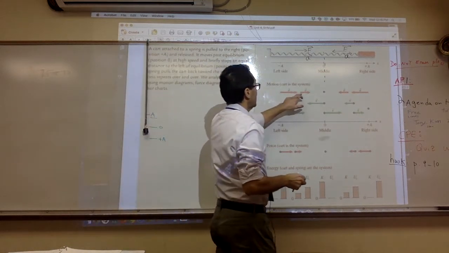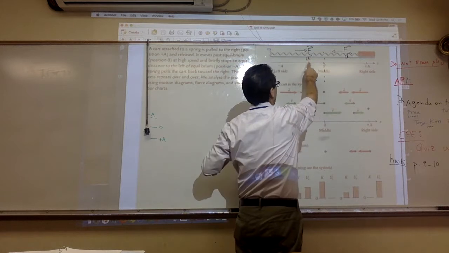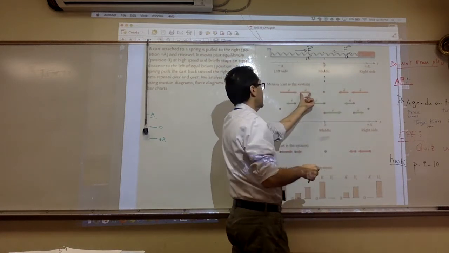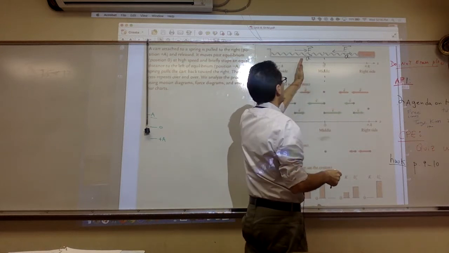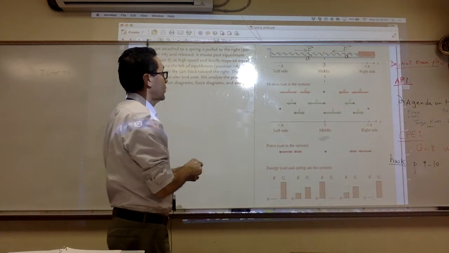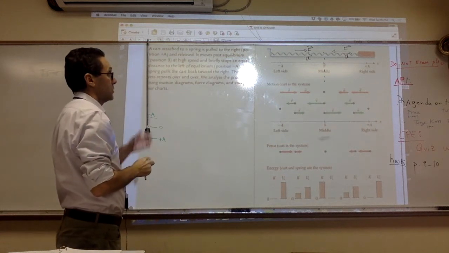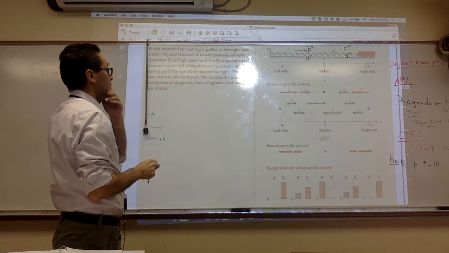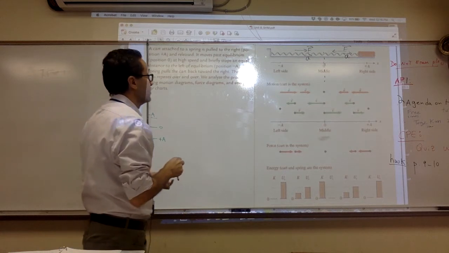Now, you can see that the acceleration is less as you get closer to the equilibrium position. The reason for that is because the force is less. The amount of compression or stretch is less. And we know that the force is directly proportional to the displacement, in other words, the amount of stretch or compression.